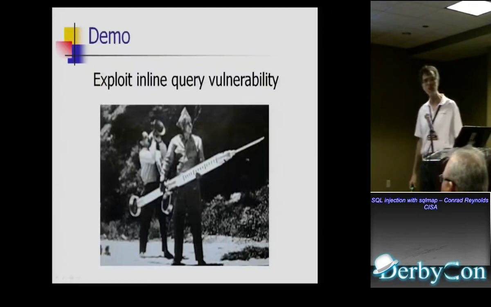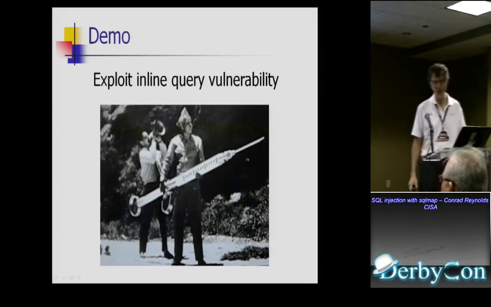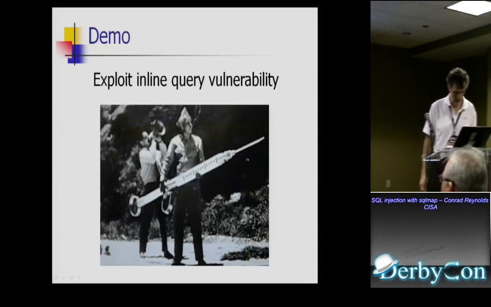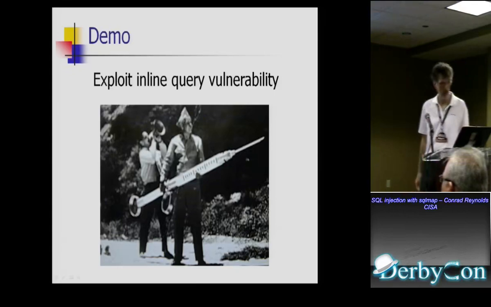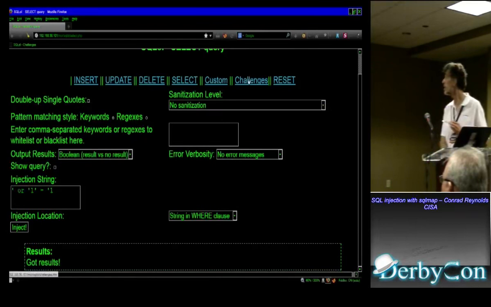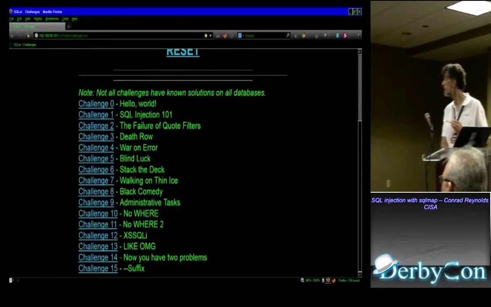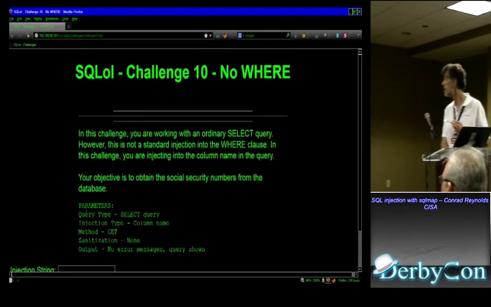Next slide, inline query vulnerability. Now, if the back-end database is vulnerable to inline queries, there are a couple of other interesting things that you can do, and Sqlmap will allow you to take advantage of those. So, going back once again here to our challenges. We're going to go to challenge number 10. And this is going to be kind of an interesting one.